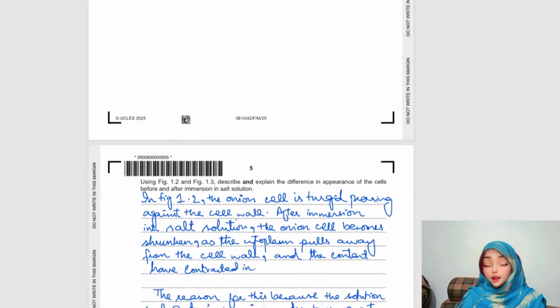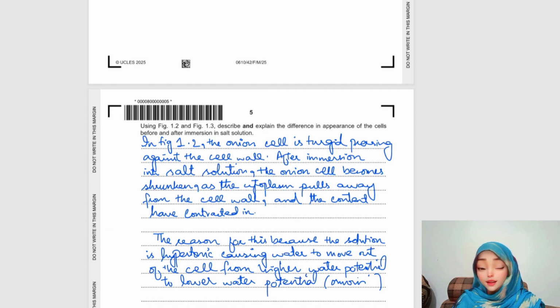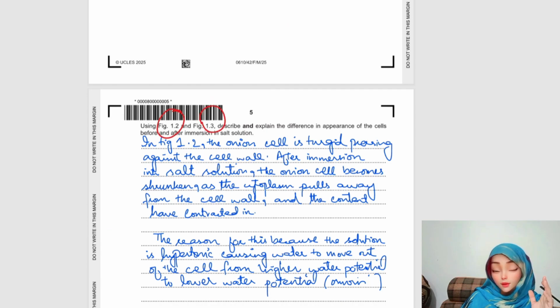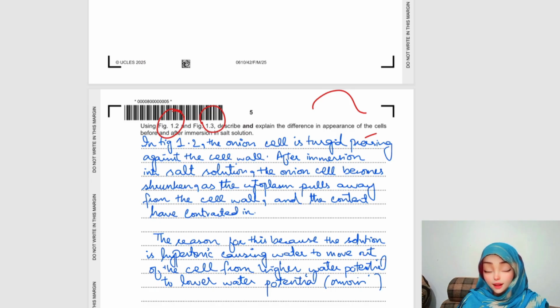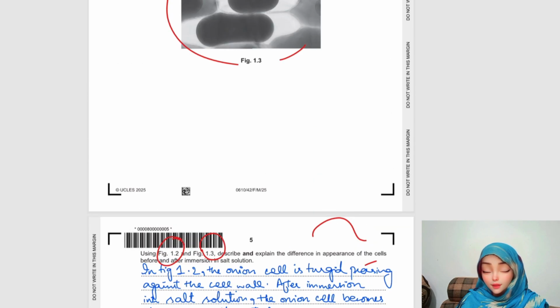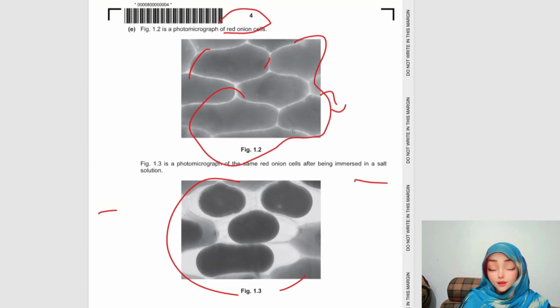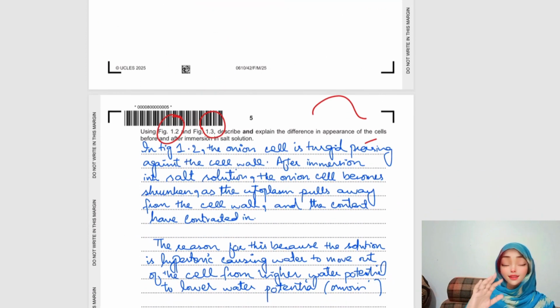Alright, okay. Now here are figures 1.2 and 1.3. These explain the difference in the appearance of the cells before and after immersion into the salt solution. Here you may observe that the cells are rigid because they are pressing against the cell wall. When the onion cell is in the turgid condition, it exerts pressure against the cell wall.